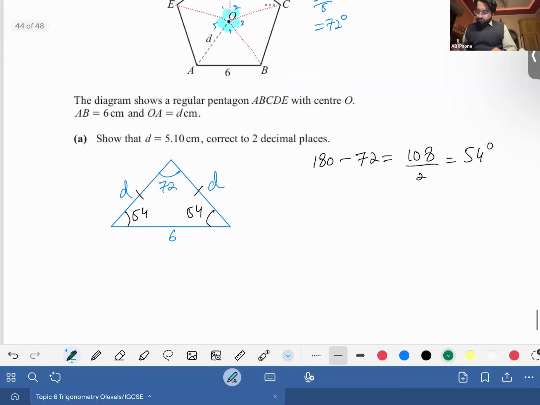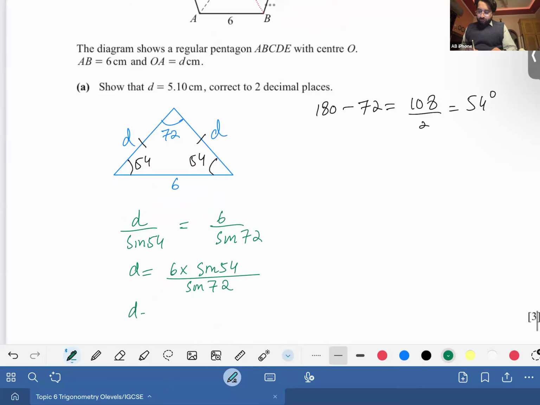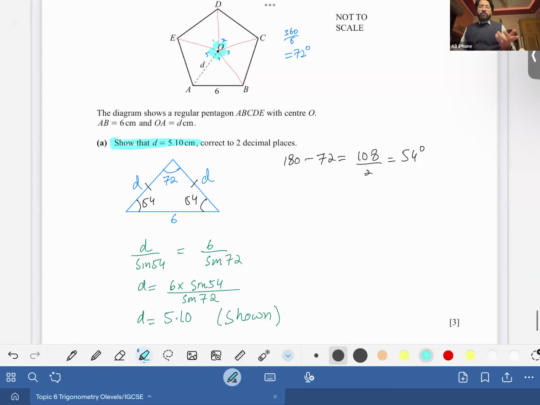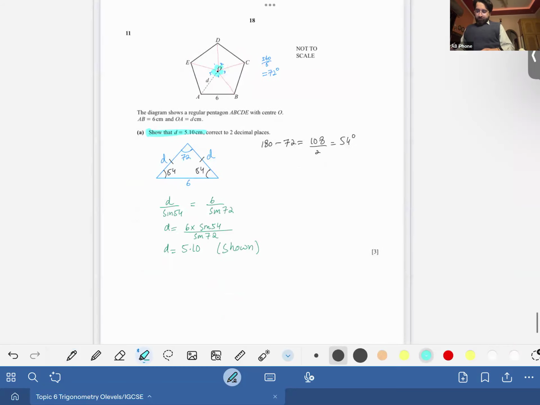So let's find d now. d divided by sine 54 should be equal to 6 divided by sine 72. Sine 54 will go over there: 6 multiplied by sine 54 divided by sine 72. So small d is equal to what? Sir, 5.10. 5.10, to 2 decimal places. So the result is shown. We wanted to show that and it is shown. See, the question looked scary but it was very easy. It looked difficult but was actually easy. It was 3 marks.